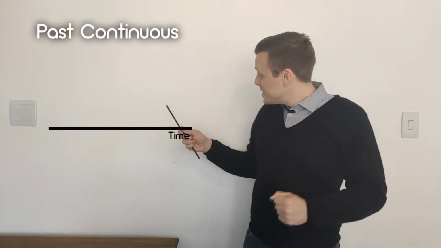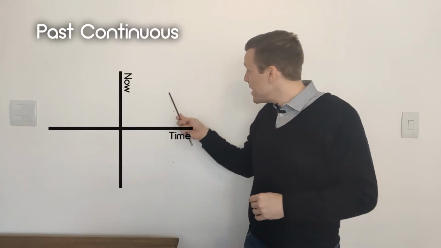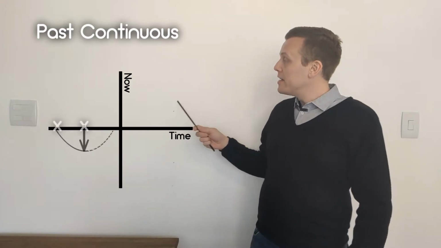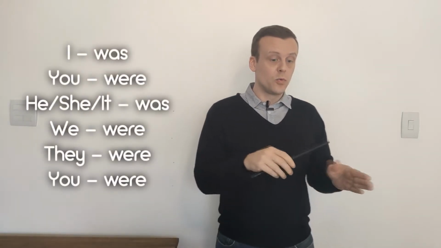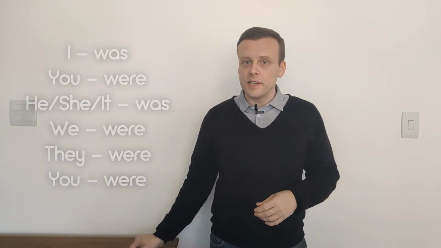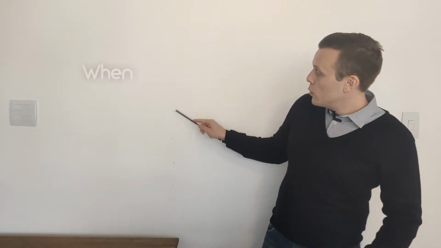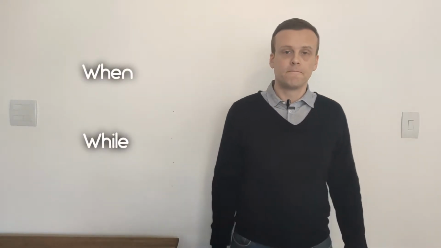So, if this is time and this is now, this is past continuous. With the same formula as present continuous, to be plus ing, but conjugating to the past, was or were. The past continuous verb tense represents two events in the past that are simultaneous, or they are assumed to be happening at the same time. Two common adverbs to use with past continuous are when and while.